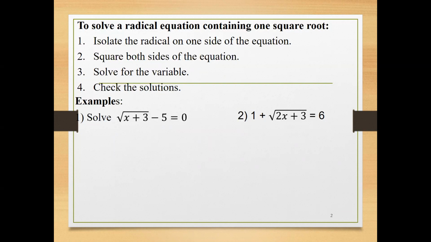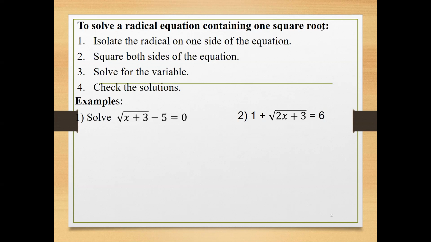So looking at the first example, if I go to step 1, we want to isolate the radical on one side of our equation. So when I look at the radical here, the radical stops right there. So we've got to get rid of this -5 to isolate it. So I'm going to get rid of that -5 by adding 5 to both sides. That gives me the square root of x plus 3 equals 5. So step 1's done. There's nothing out front, underneath, or now behind my square root. So that's how I know step 1 is complete.